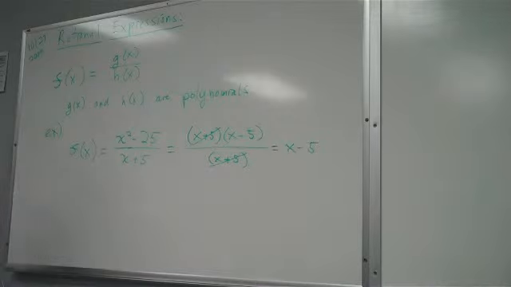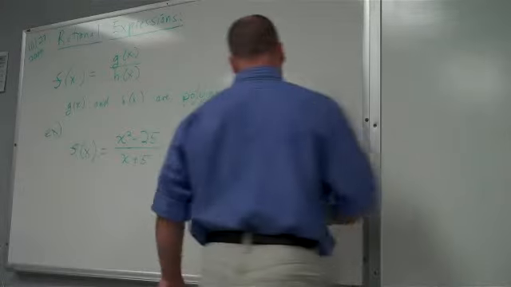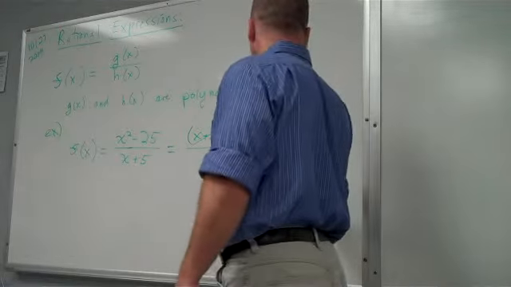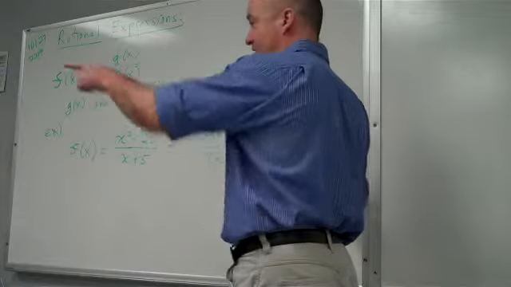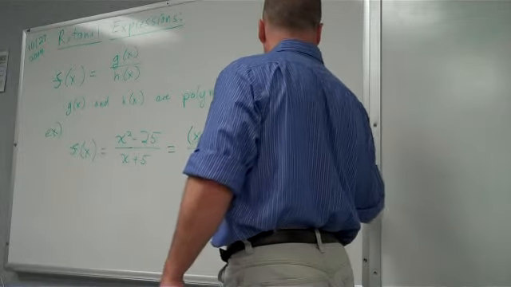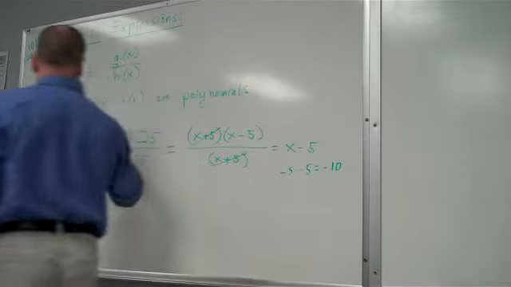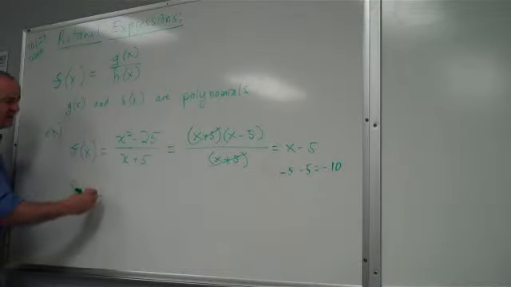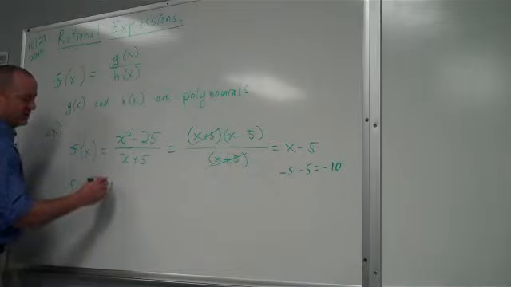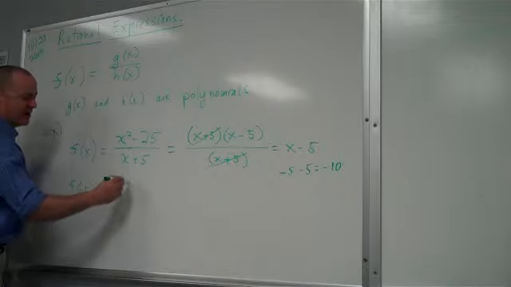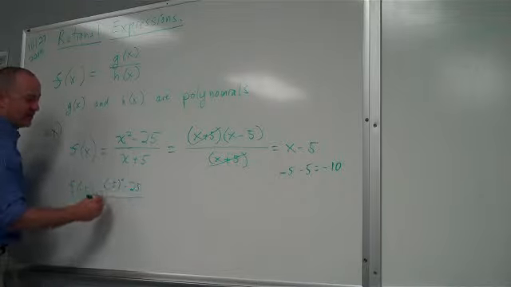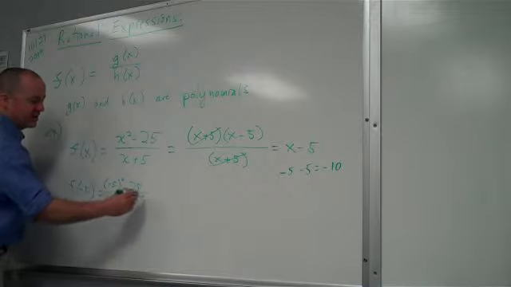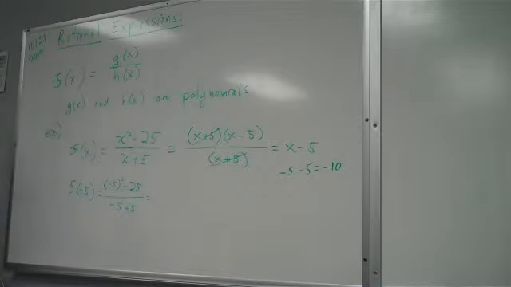You tell me. Put -5 in for x here, and what do you get? You get -10. Yeah, you're correct. Put -5 into here, and what do you get? You get -5 squared minus 25. It's undefined, right?